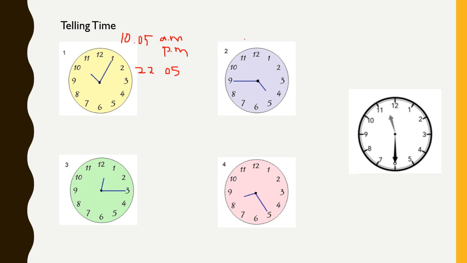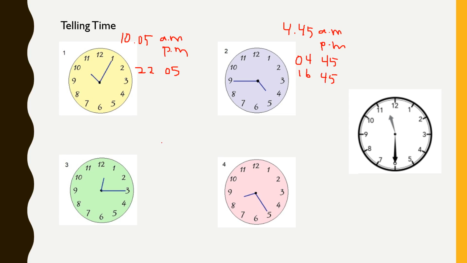Next, question number 2. This is 4:45, or you may read it as a quarter to 5. Then how to write it? You may write it as 4:45 a.m. or 4:45 p.m. or 04:45 or 16:45.